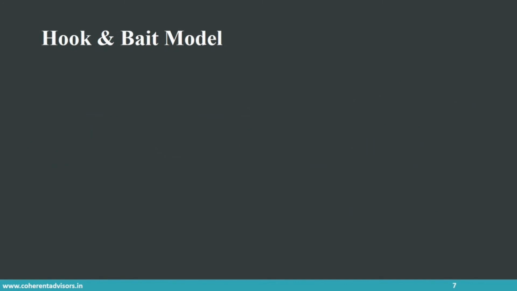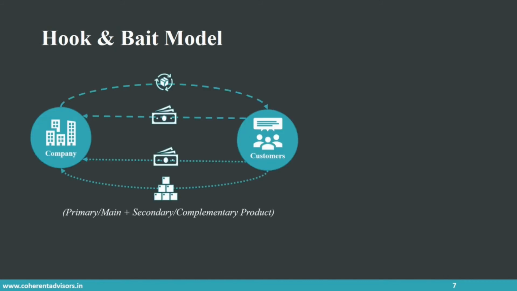The next is hook and bait model. As is evident from the name, it means offering something as bait and then the target is pulled through a hook. So as we can see from the figure, the company first offers a primary or a main product which acts as a bait, and then the customer also has to purchase the secondary or the complementary product, thus creating a major source of revenue for the company. So we see it is an extension of the traditional product and services model.